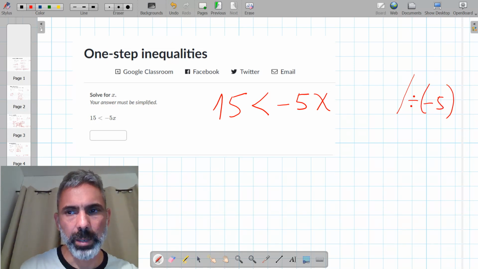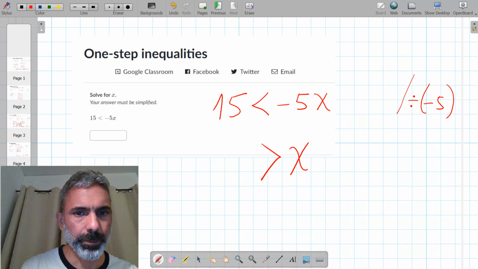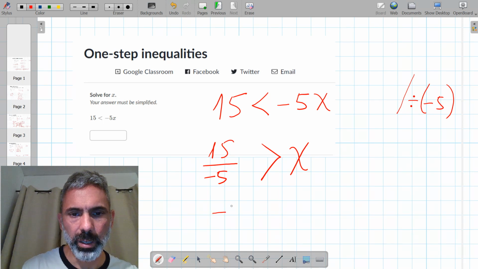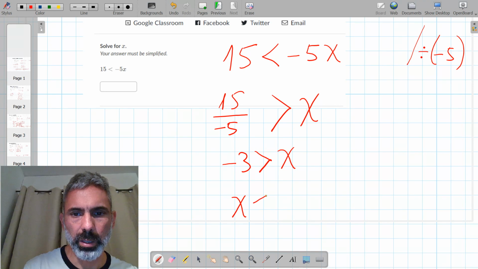And since I'm dividing by a negative number, this will flip the sign of the inequality. So on the right hand side, x multiplied by minus 5 divided by minus 5 leaves me with x. And on the left hand side of the inequality, I have 15 divided by minus 5, which is minus 3. So minus 3 is greater than x, or x needs to be less than minus 3.